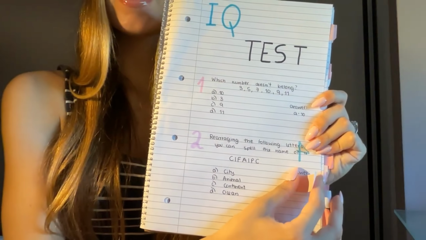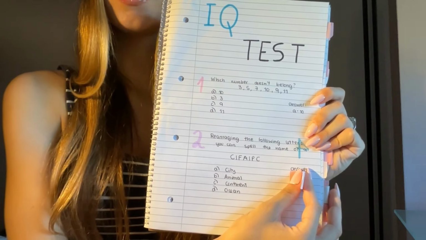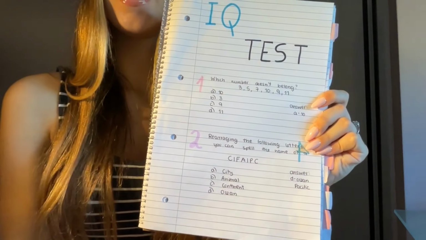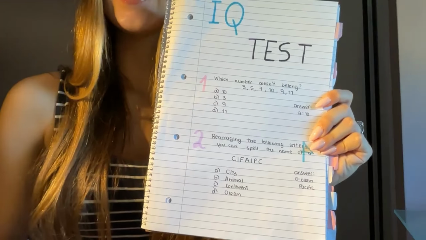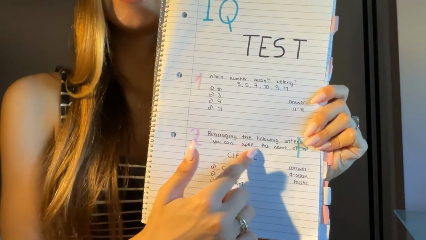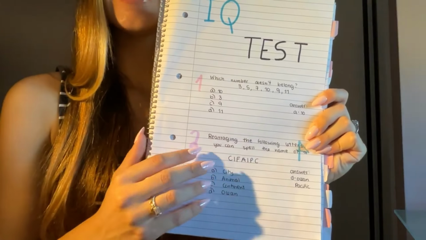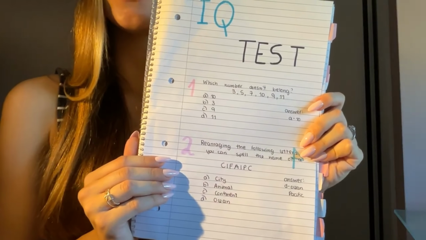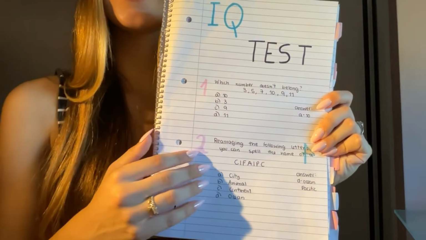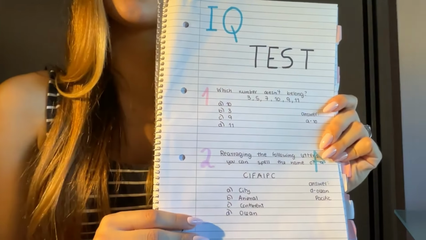So the correct option for question 2 is option D, an ocean. If you rearrange these letters, you'll be able to form the word Pacific, and Pacific is the name of an ocean. Pacific Ocean. Great job. Let's move on to question number 3.